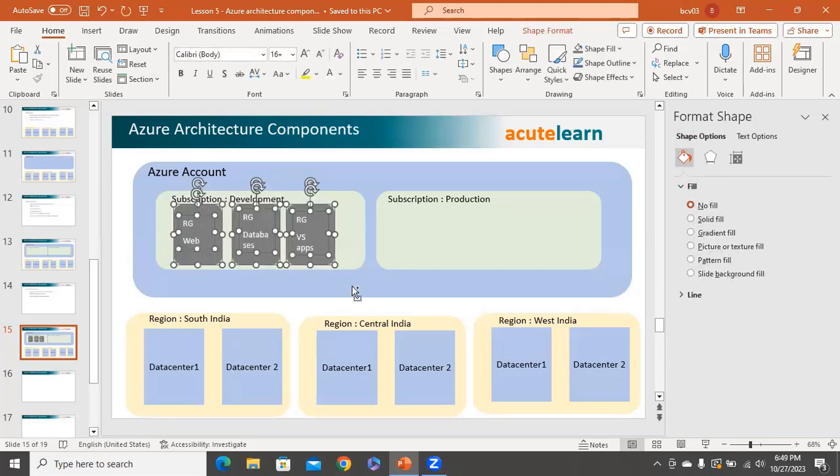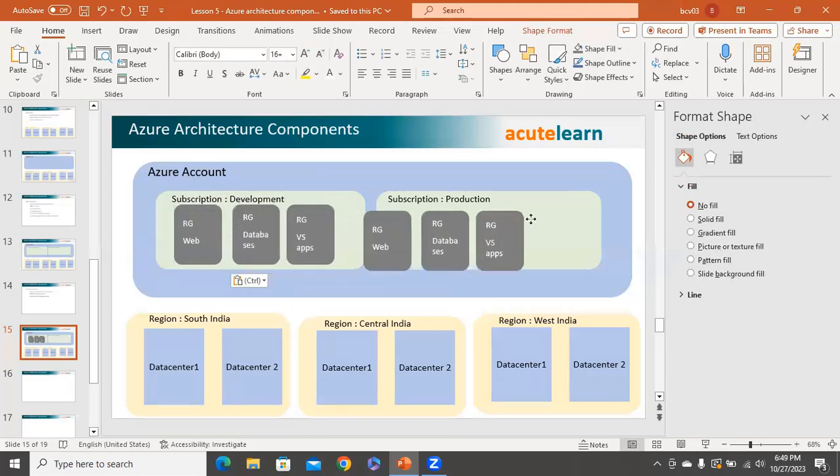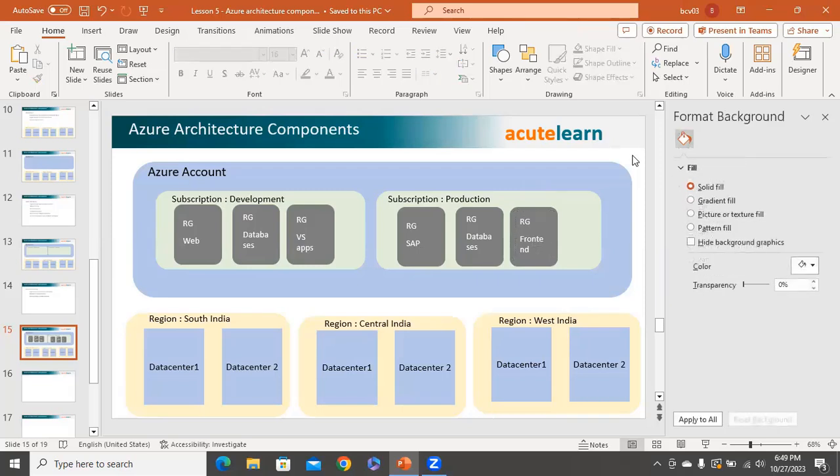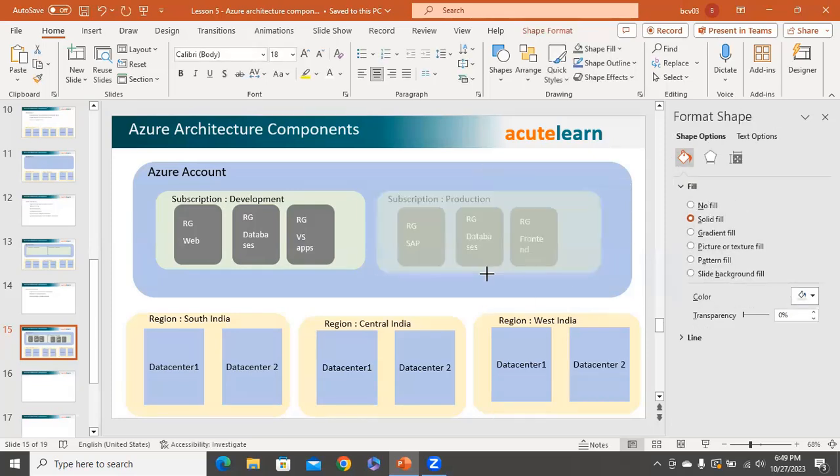Similarly, in production, we can have a different set of resource groups. I'm saying SAP servers, databases, and front-end resources. Now, the resource group is a subset of the subscription. It is not outside of the subscription. It is within the subscription.